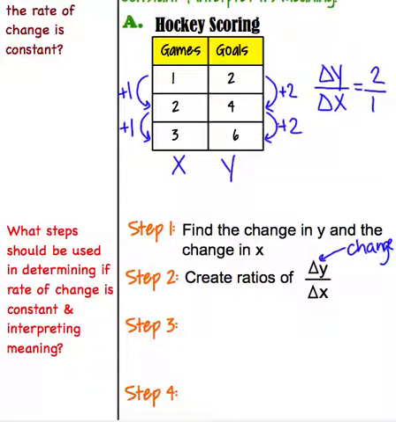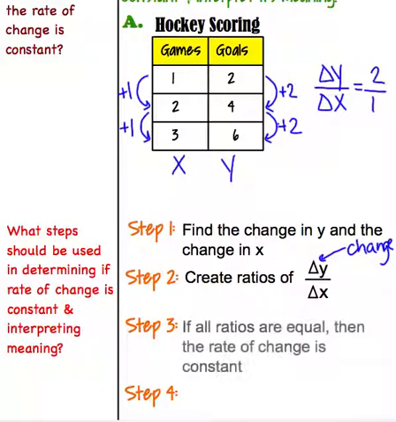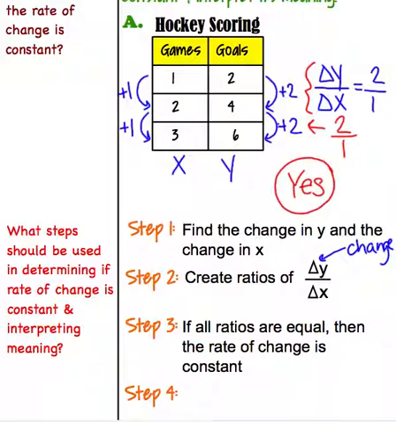Now as far as interpreting if it's constant, if all the ratios are equal, then the rate of change is constant. So in our case, our delta y over delta x, or change in y over change in x, from game 1 to game 2 is 2 over 1. And for the second one, it is still 2 over 1. And once again, I made my little error here. So 2 over 1. Because those ratios are both the same, therefore, yes, our rate of change is constant.